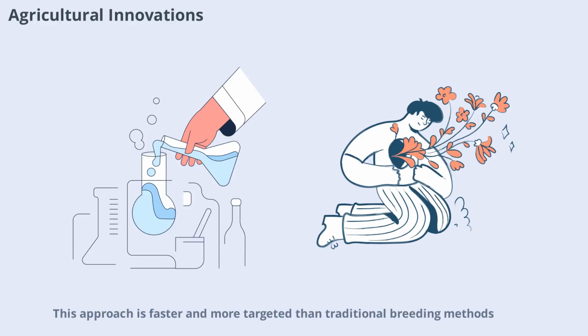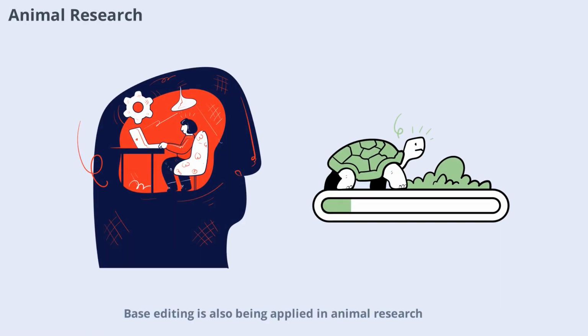This approach is faster and more targeted than traditional breeding methods, paving the way for a new era in sustainable agriculture. Base editing is also being applied in animal research. Scientists are exploring ways to correct genetic defects in livestock and pets, improve disease resistance, and enhance desirable traits. These advances could lead to healthier animals, more efficient food production, and new models for studying human diseases. The ability to make precise genetic changes in animals opens up exciting possibilities for both agriculture and biomedical research.